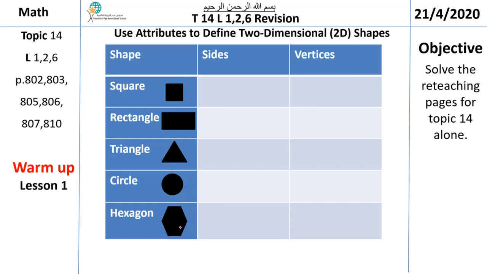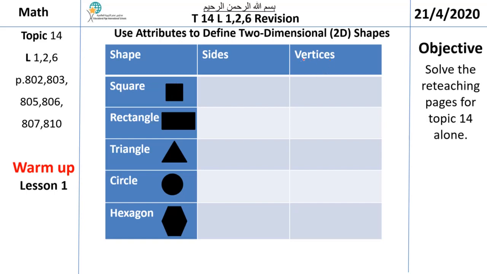These are the shapes that are 2D, so they are flat surfaces. They are flat shapes, okay? They can be drawn on a paper. They are flat, okay? Now, this shape, the square, it has how many sides and how many vertices?